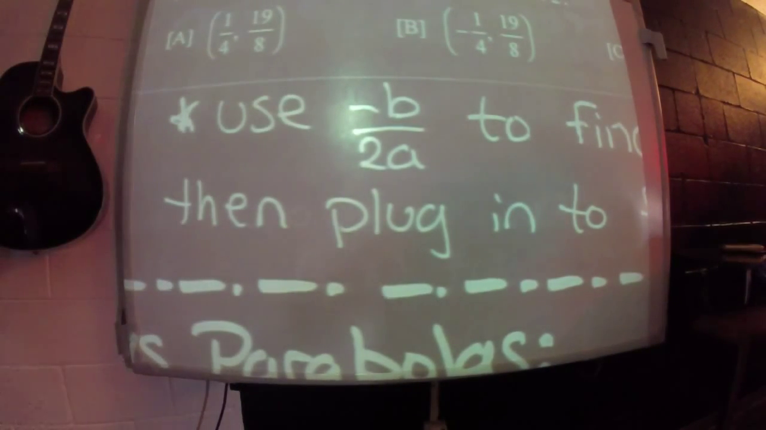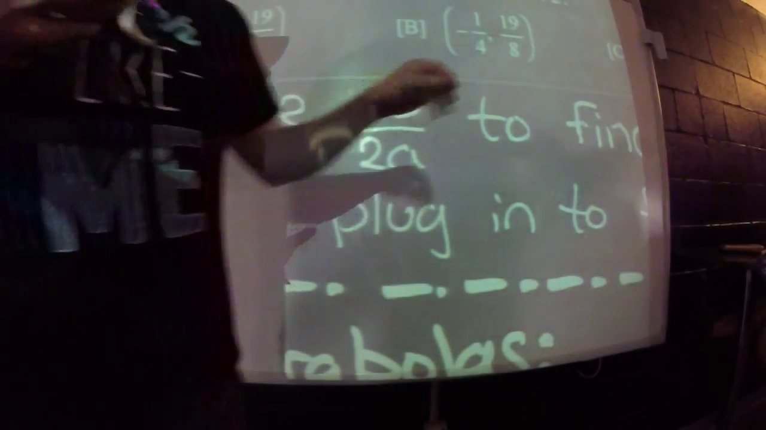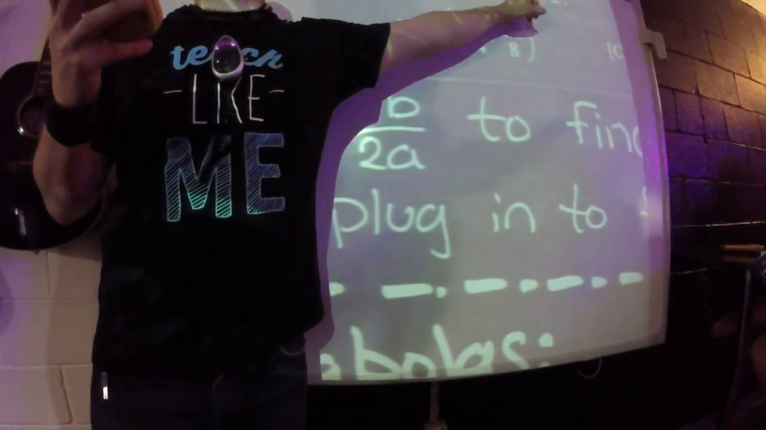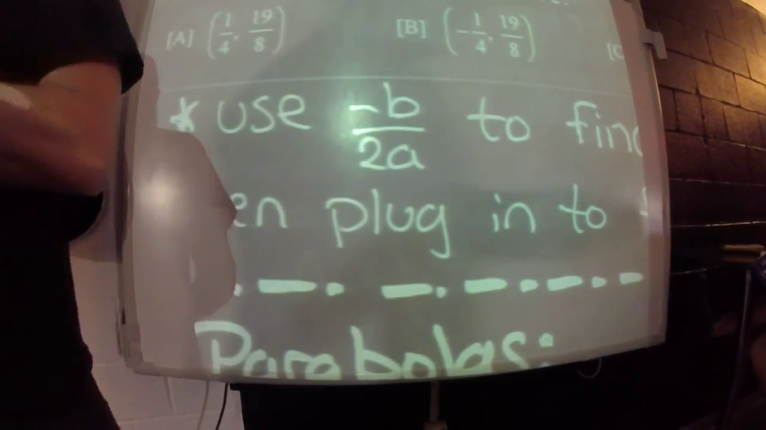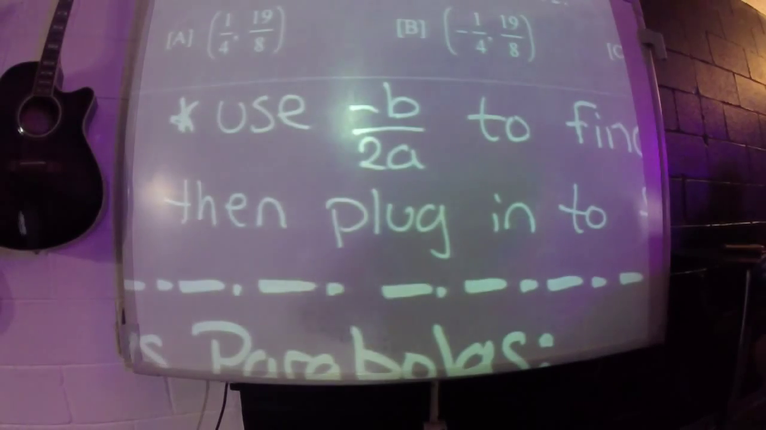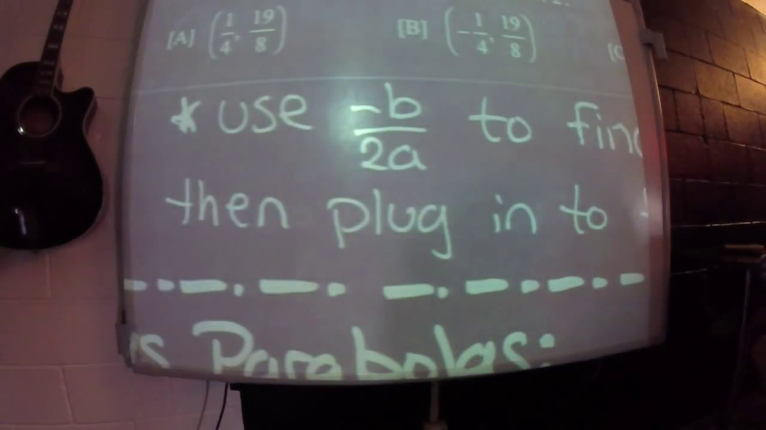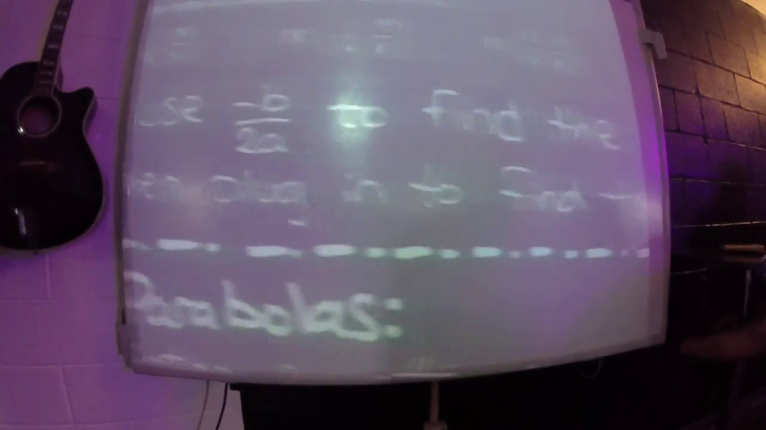Negative b over 2a. What is b? b is 1. So I'm going to go negative 1 over 2a, which is 2 times 2. And that's where you're getting your negative 1/4. How many answer choices do you have where the x coordinate is negative 1/4? B and D.